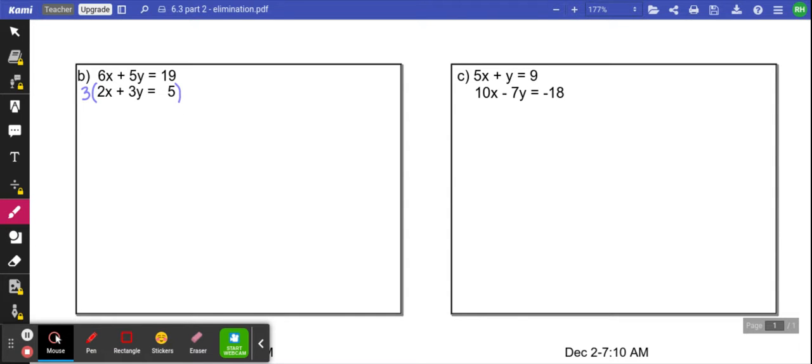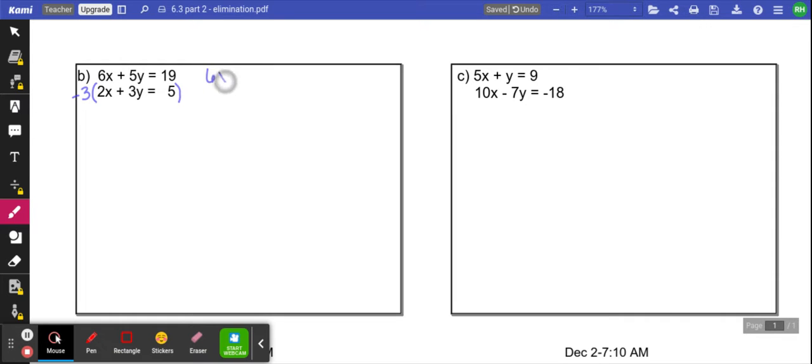Okay, I want it to be the same number, so I can make a 2 become a 6 by multiplying it by 3. So you're looking for numbers that work well together in the multiplication facts, with factors of that number. The other problem is it's not the opposite. If I multiplied this, it would be 6 and 6, and that won't cancel. So I have to make this negative 3. Again, you have to do it to the whole equation so that it stays equal.